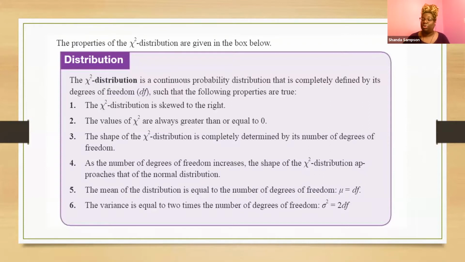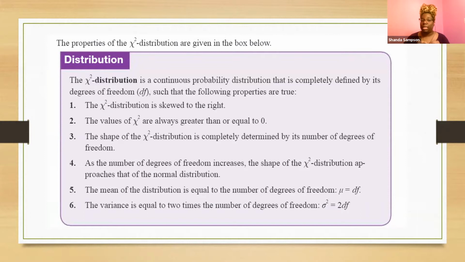A chi-squared distribution is skewed right. So when you're reading it, you're reading right, skewed right. The values of chi-squared are always greater than or equal to 0. So no negative values for chi-squared. Unlike t or z, where you can have a negative value, for chi-squared, no negative value. The shape of the chi-squared distribution is completely determined by the number of degrees of freedom. You know degrees of freedom from the t chart, because we use degrees of freedom, n-1, when we're reading a t chart also. And as the number of degrees of freedom increases, the shape of the chi-squared approaches a normal distribution.